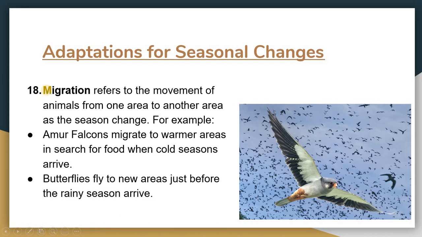And also there's another term we call migration. So what's migration? Migration is used to refer to the movement of animals from one area to another area as the season changes. For example, the emerald falcons. They migrate to warmer areas in search of food when cold seasons arrive. And also, if you notice, butterflies fly to new areas just before rainy seasons arrive, right?